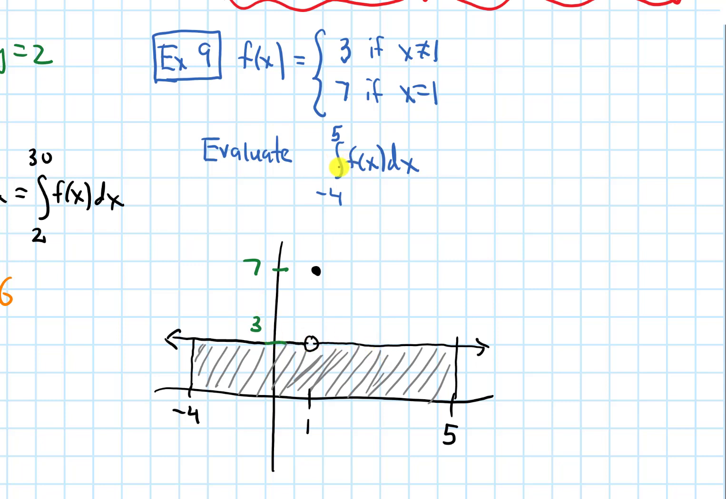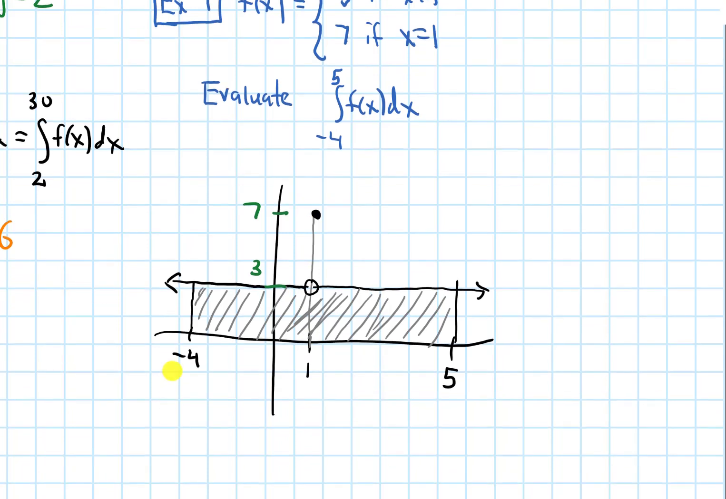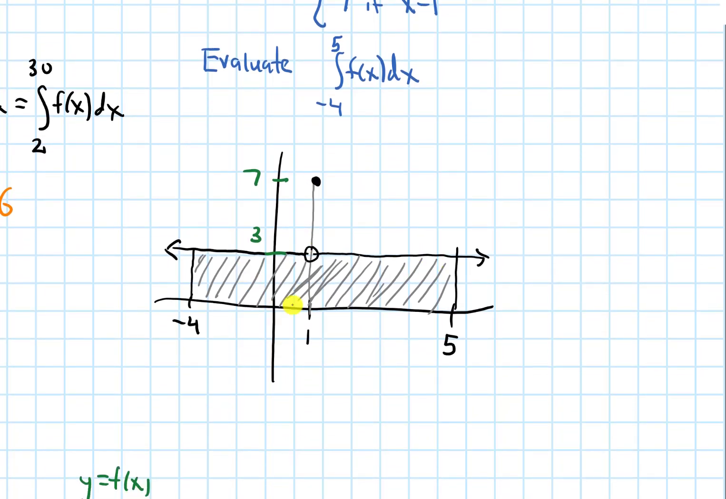If we evaluated this integral using, for example, a limit of Riemann sums, we'd split this up into rectangles, and if one of the rectangles had used 1 as one of the endpoints, we'd get sort of a sliver coming up here. But when we let the number of rectangles go to infinity, that sliver would become infinitely thin. The area of just one tiny sliver like this would just be 0. So all I'm left with is just the area of that rectangle.